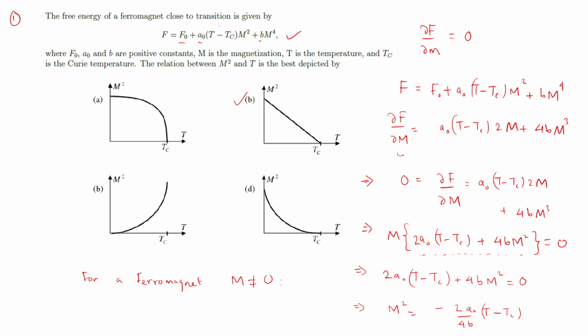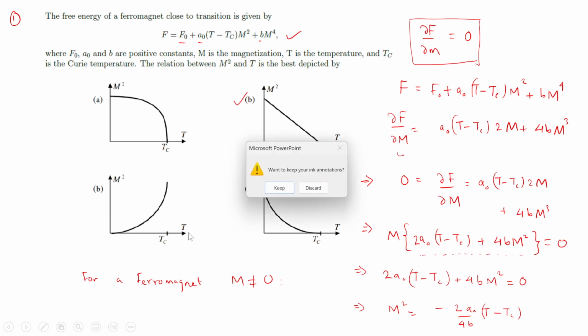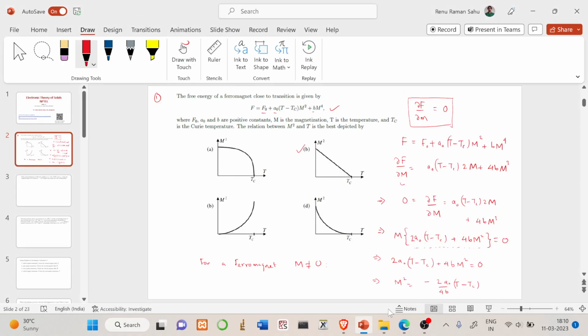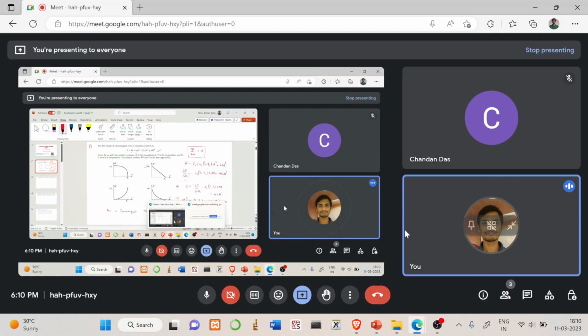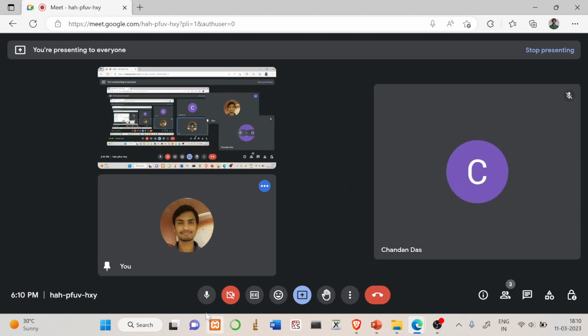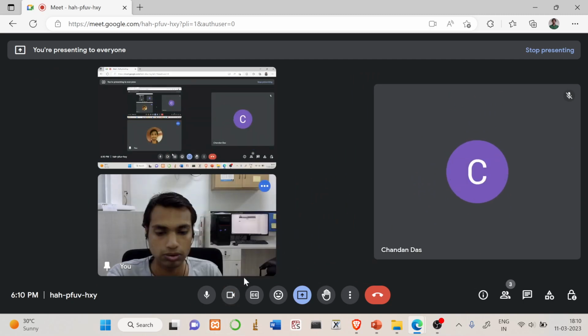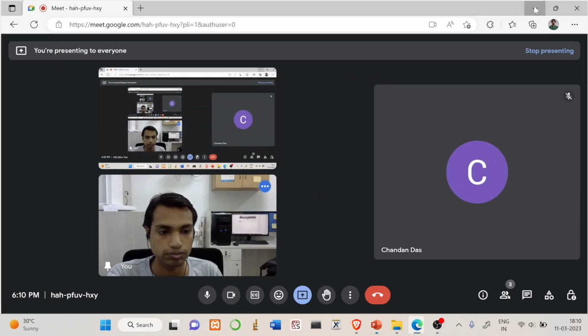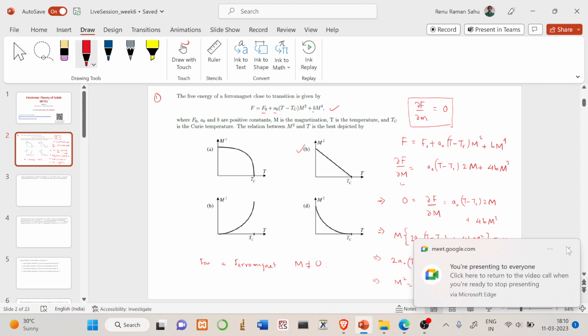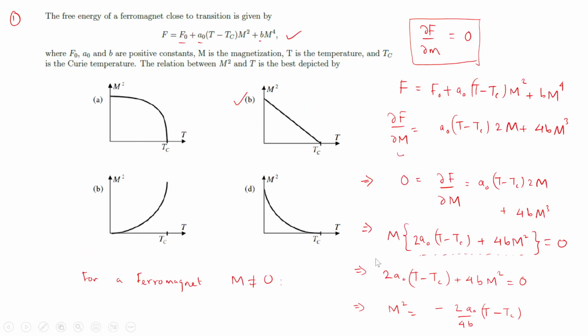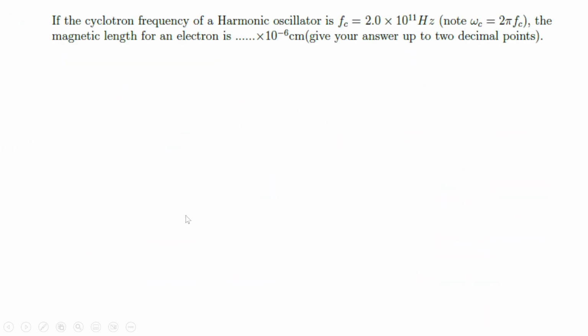So this is your solution. Close to the transition, you just have to apply this formula: the free energy is minimized with respect to the magnetization. I hope this point is clear. So now let us go to the next question, the second question.